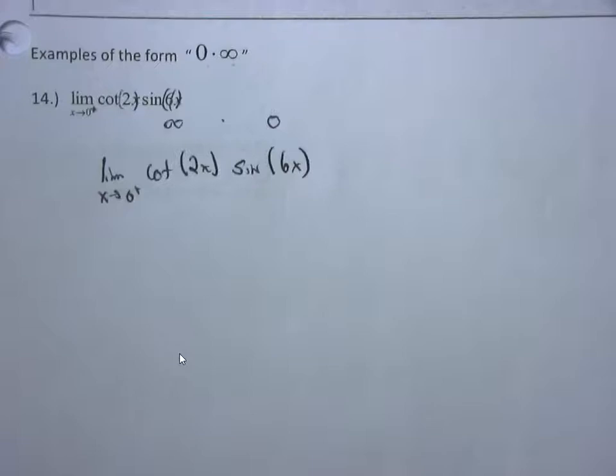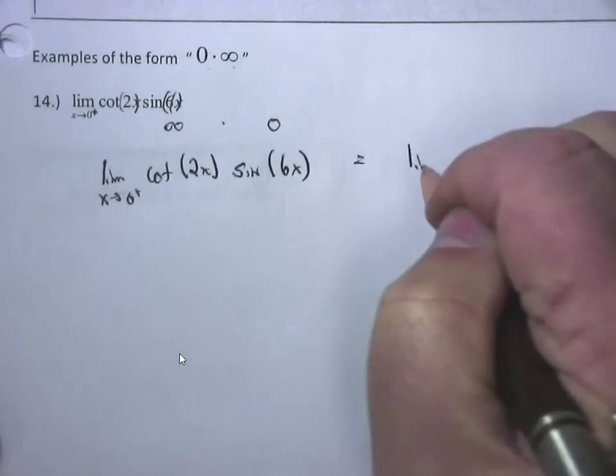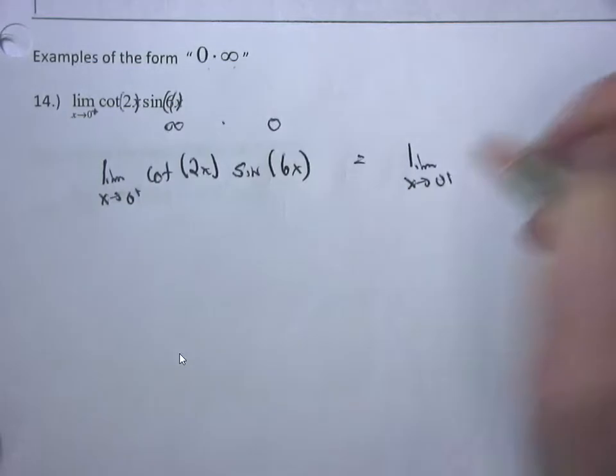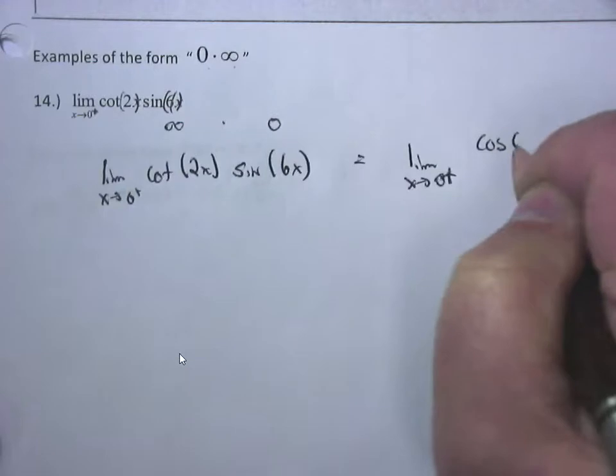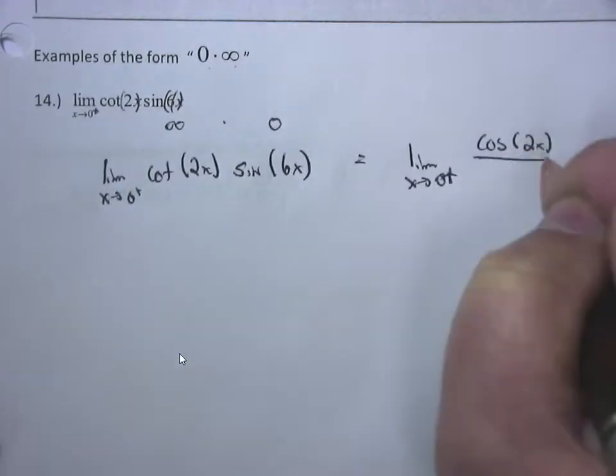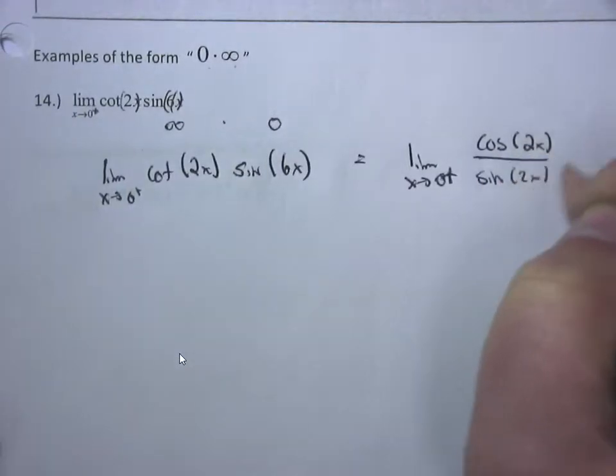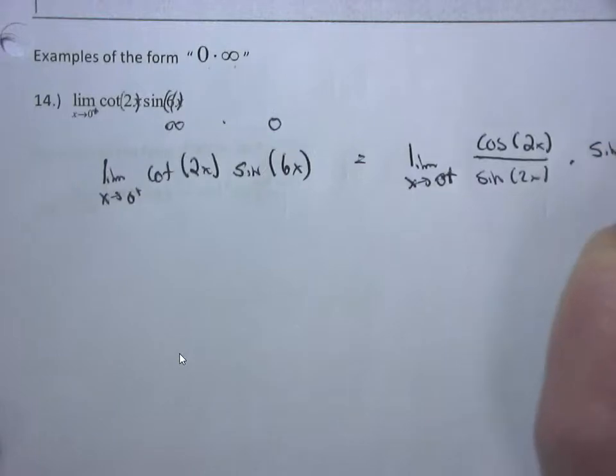Sines and cosines. Instead of trying to stick something on the bottom, when it comes to trig, why don't you rewrite it? What is the definition of cotangent of an angle? Tangent of an angle is sine over cosine. What's cotangent? Cosine over sine, and that will turn it into a fraction. So this is equal to the limit as x approaches 0 from the plus side of the cosine of 2x over the sine of 2x times the sine of 6x.